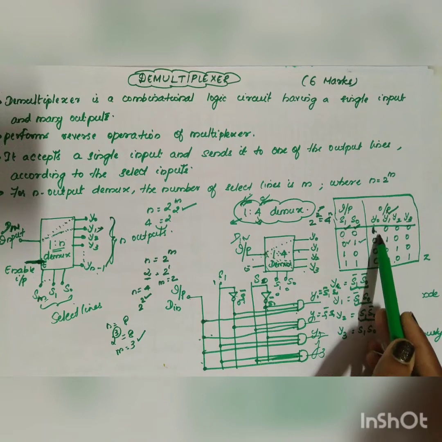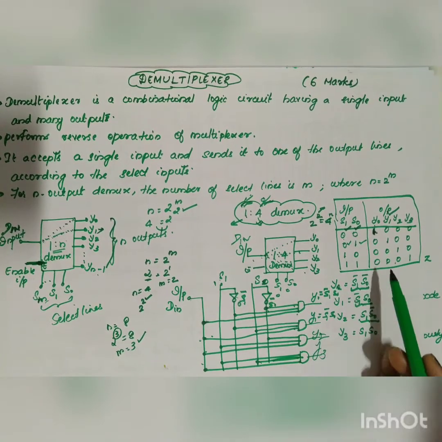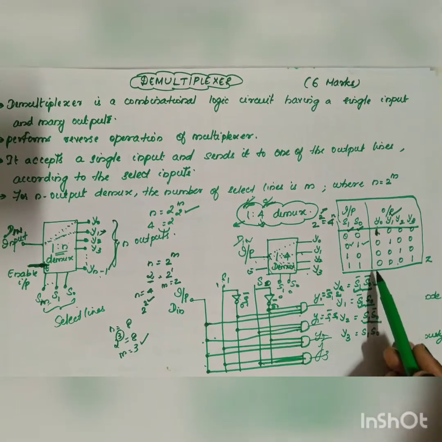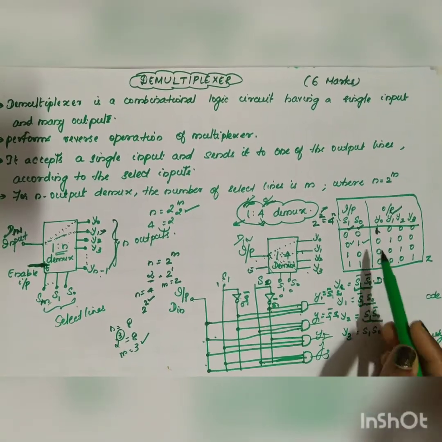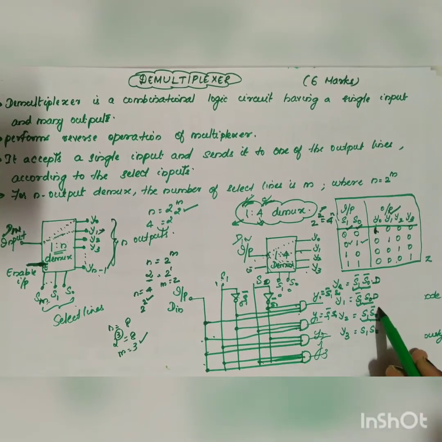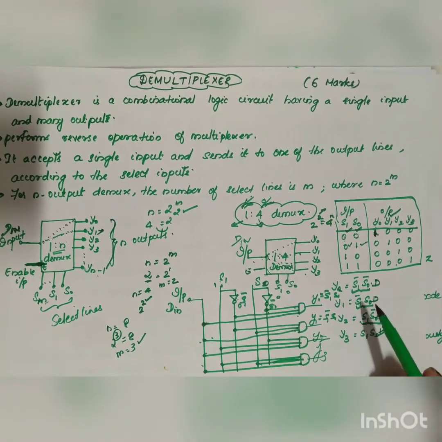Now how will you write the expression? What will be your Y0? Y0 will be equal to S1 bar into S0 bar into your data. Data is common to all, so D. Similarly, what will be your Y1? S1 bar S0 into D. Okay, so this is your Boolean expression.